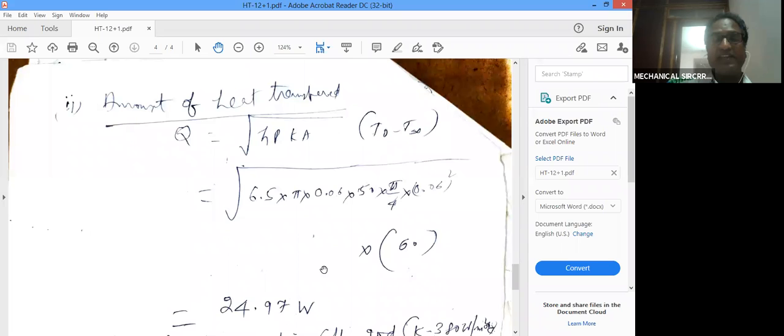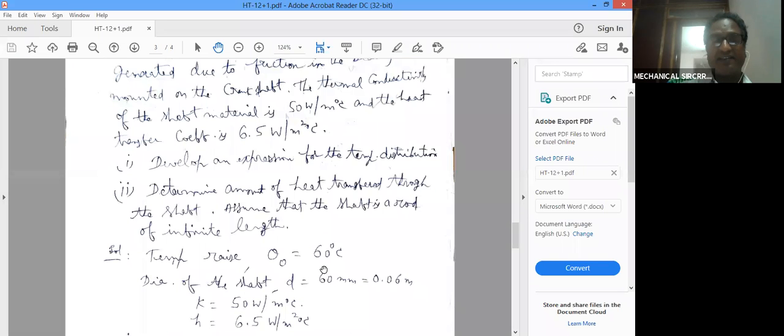Here theta naught is given as 60 degrees centigrade. That is the temperature difference, T naught minus T free stream.